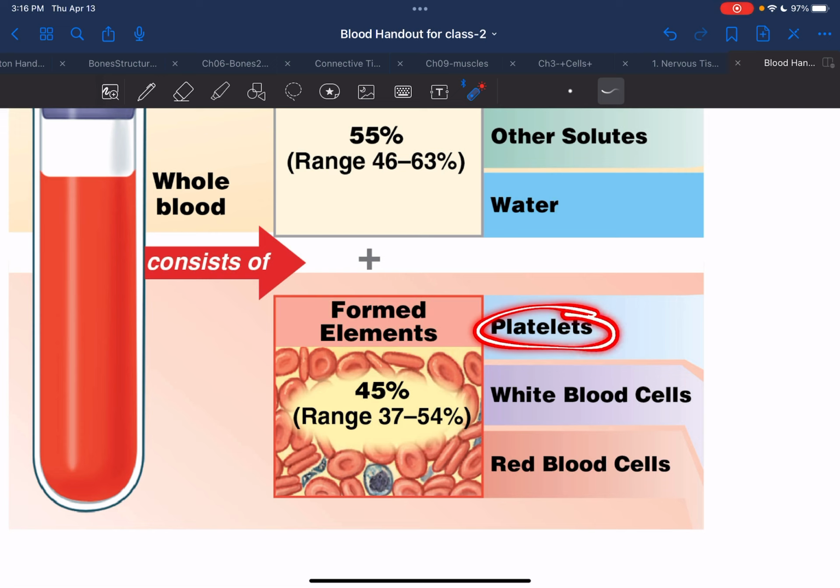And then platelets are cell fragments. And write this in now. It'll come up again, but we want to just sort of get acquainted with this. Cell fragments.